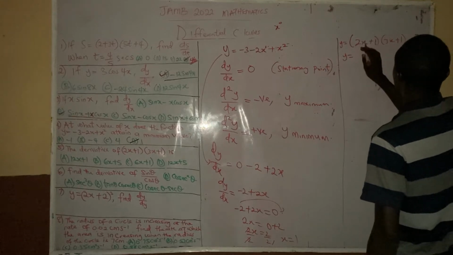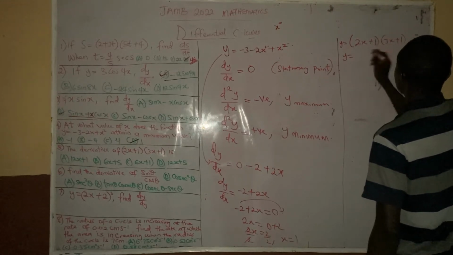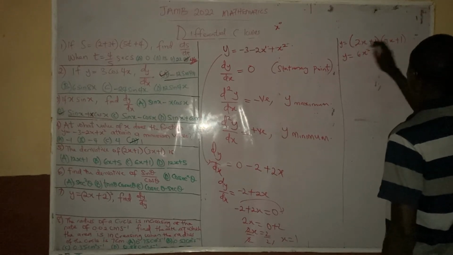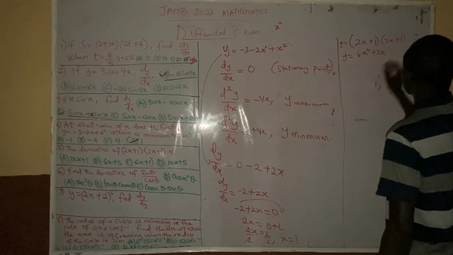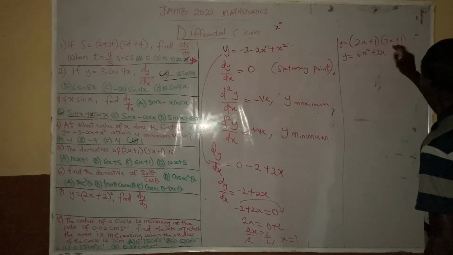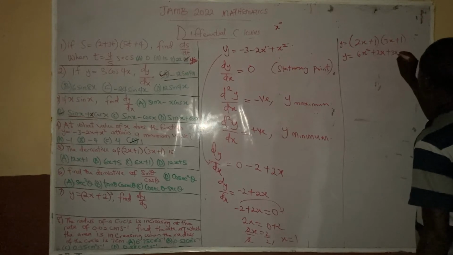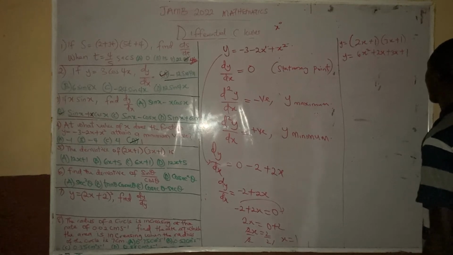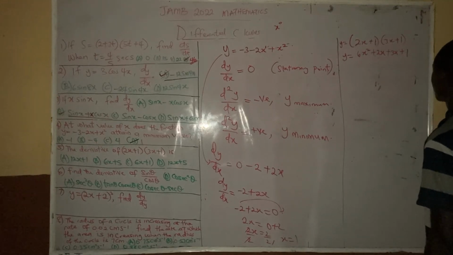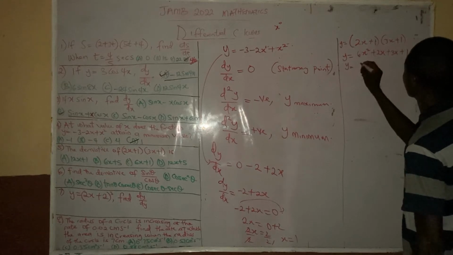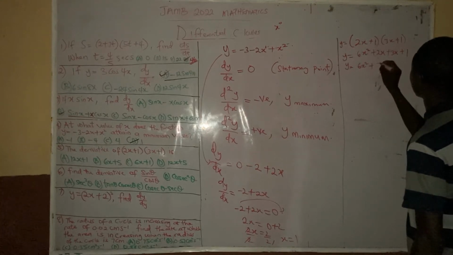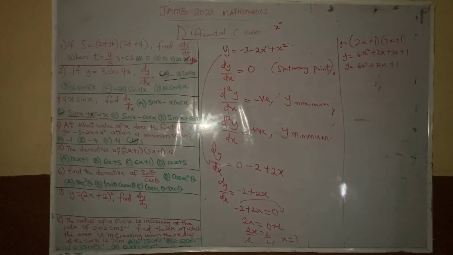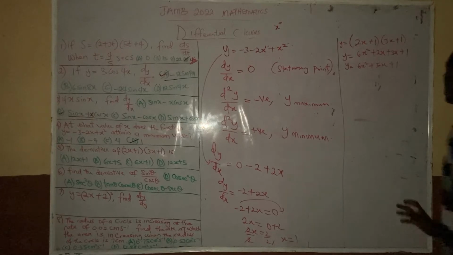2x times 3x, we have 2 times 3 is 6x squared. 2x times 1 is plus 2x. Plus 1 times 3x, plus 3x. Plus 1 times 1, plus 1. So this will multiply out, y is equal to 6x squared plus 5x plus 1. We have expanded that, so we now find the derivative.